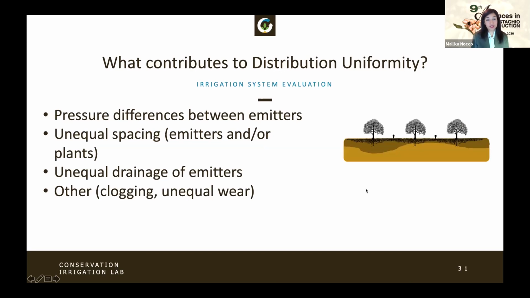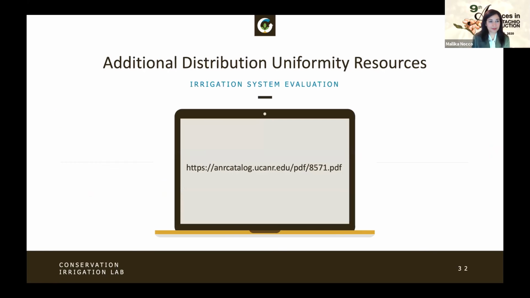So what contributes to distribution uniformity? Pressure differences between emitters, unequal spacing of the emitters or of the plants, unequal drainage, or other things like clogging or unequal wear. And there are more distribution uniformity resources in this particular document that will help with that evaluation and walk through several different troubleshooting scenarios. I'm going to talk about it just a little bit, but once again, when you're in that moment and you're actually troubleshooting, it's nice to have a resource.